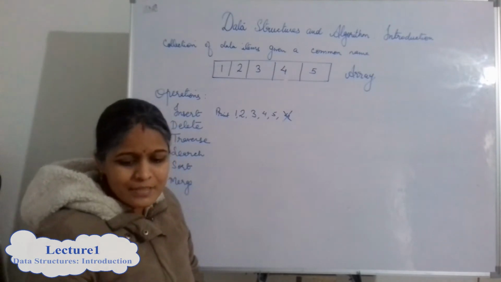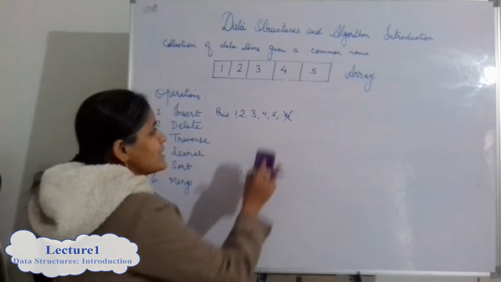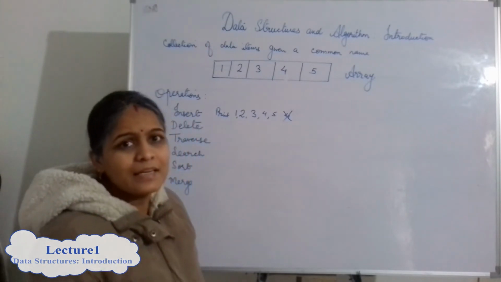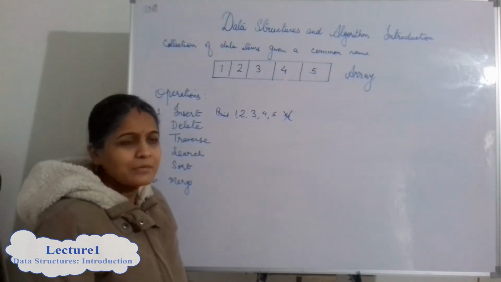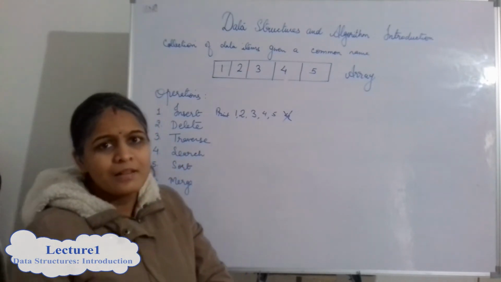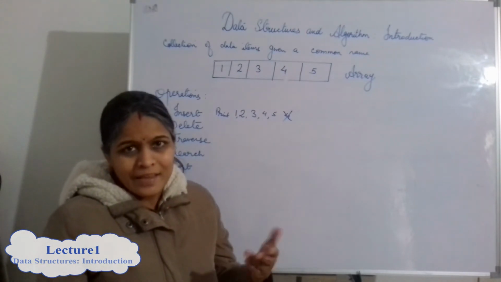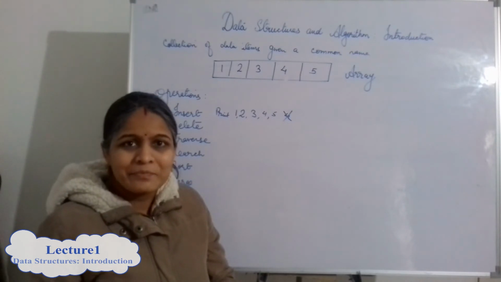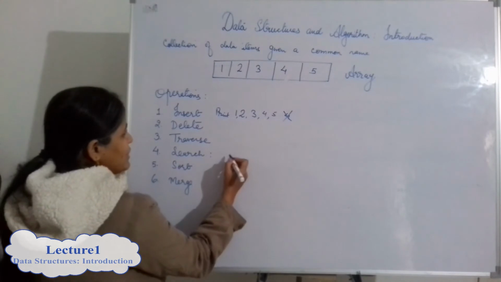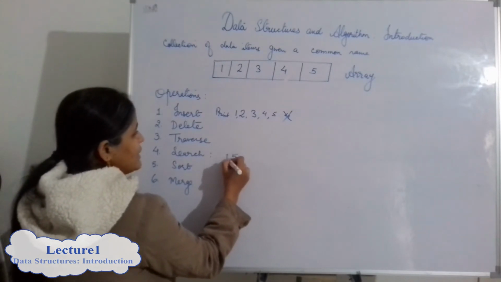So, what is traversing? Traversing is accessing each element exactly once so that certain items in the list can be processed. Okay. Search operation. Search operation is simple. Searching an element in the list given a key value. For example, I would like to search 5 into the list.